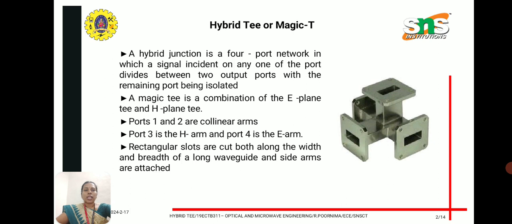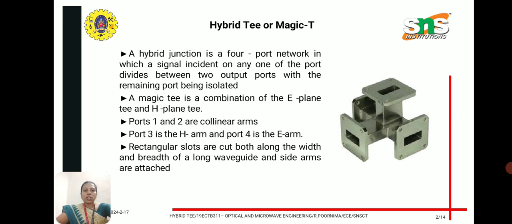Here the signal incident on one port divides between the two output ports and the remaining port is isolated. We can use three ports, and the remaining one is the isolated port. Here, the combination of E plane T and H plane T, we can see in this diagram, both E plane and H plane T are combined. So there are 4 ports, where port 1 and 2 are collinear arms, port 3 is the H arm and port 4 is the E arm. So we can apply all the properties of E arm and H arm in this.